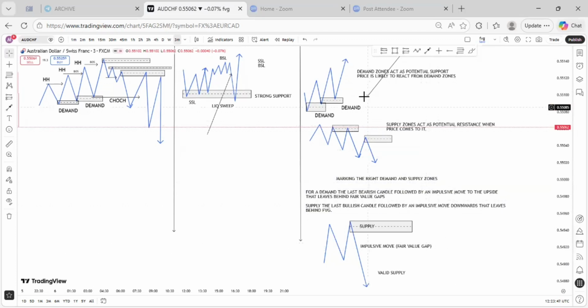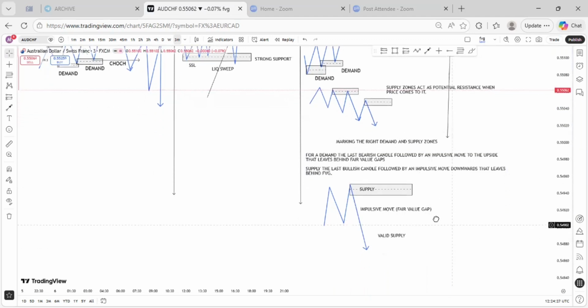Okay, so yeah, I said marking the right demand and supply zones, right? I said for a demand zone, the last bearish candle must be followed by an impulsive move to the upside, right? That leaves behind what? A fair value gap. While a supply is the last bullish candle followed by an impulsive move downwards that leaves behind what? A fair value gap, right?